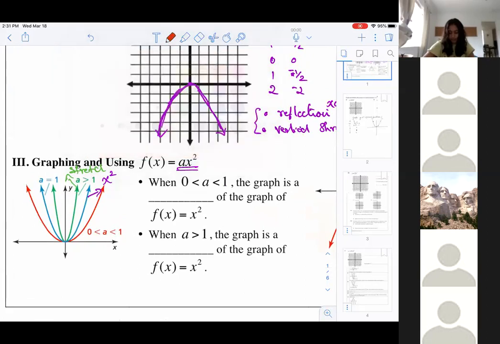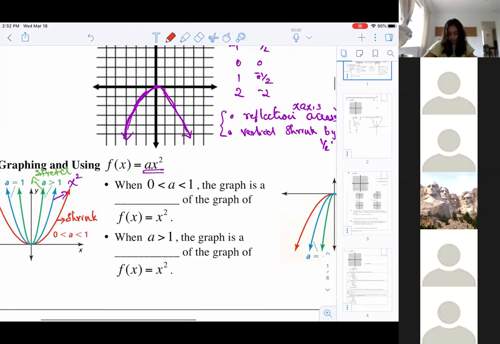And the red one is a shrink, because when a is less than 1, that's a shrink. If it is narrower and stretched longer vertically, the factor will be greater than 1. If it looks far away from the y-axis, which means it looks wider, that's going to be a shrink. All about vertical shrink.